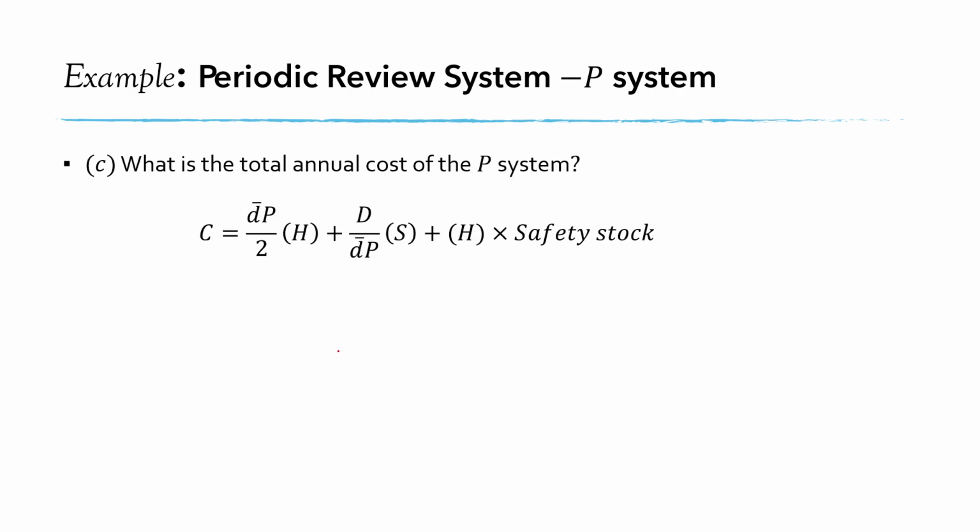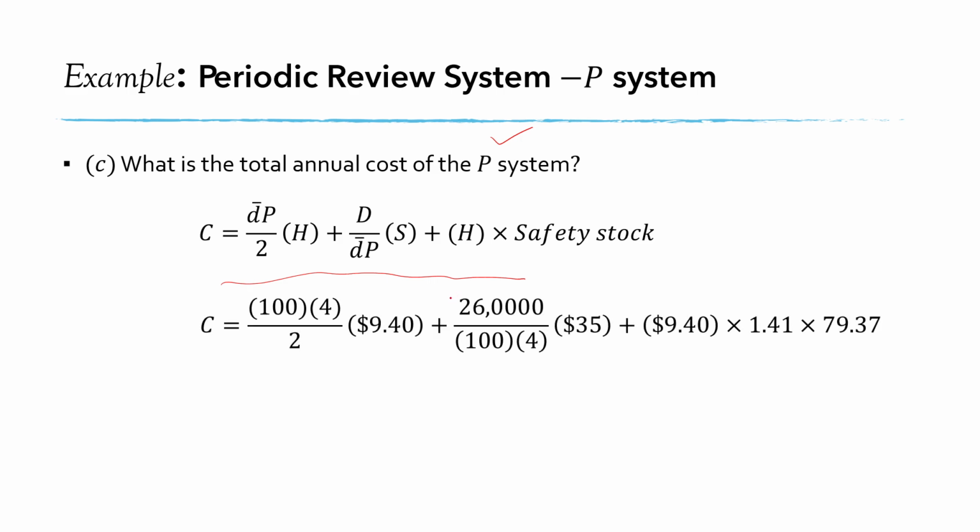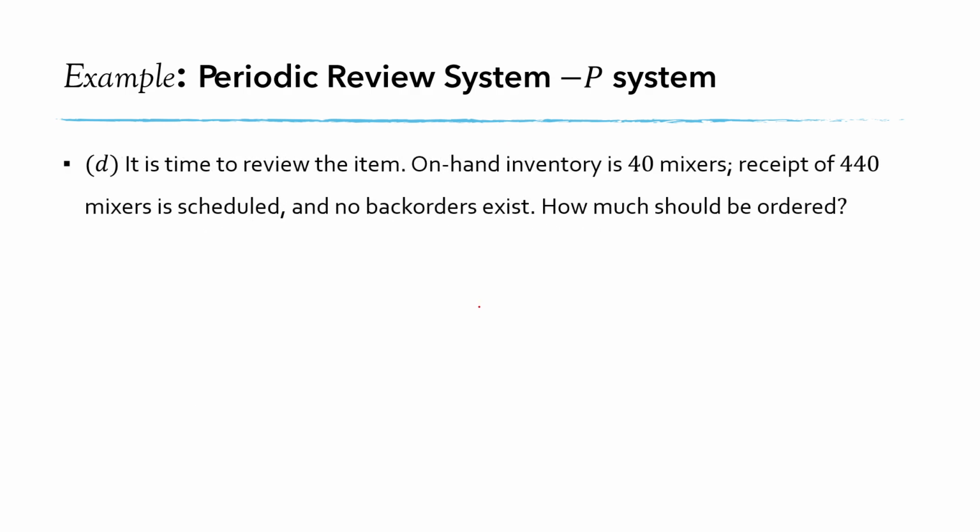In part C, you are required to calculate the total annual cost of the P system. This is the formula that we will use to calculate the total annual cost of the P system. Plugging in these values, we have the information for the total annual cost, and that is equal to $5,207.